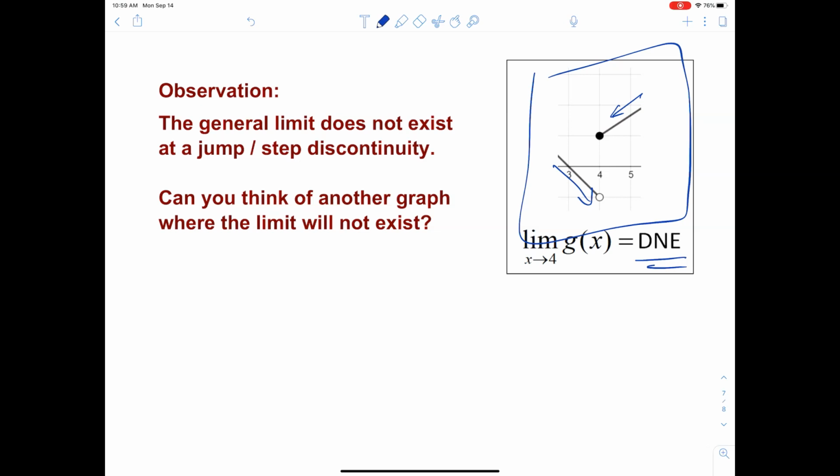What I'd like you to do right now is pause the video and see if you can sketch out in your head or on paper another situation where the general limit will not exist.